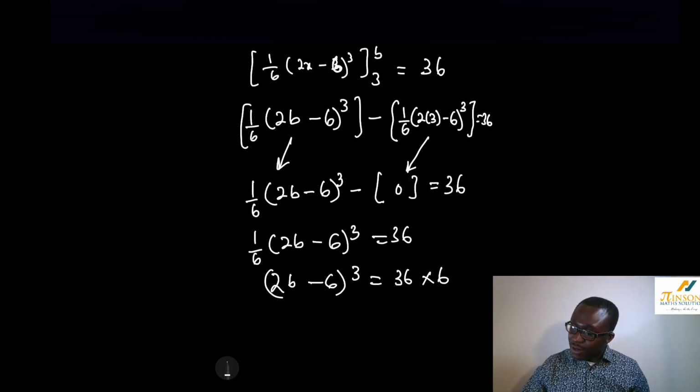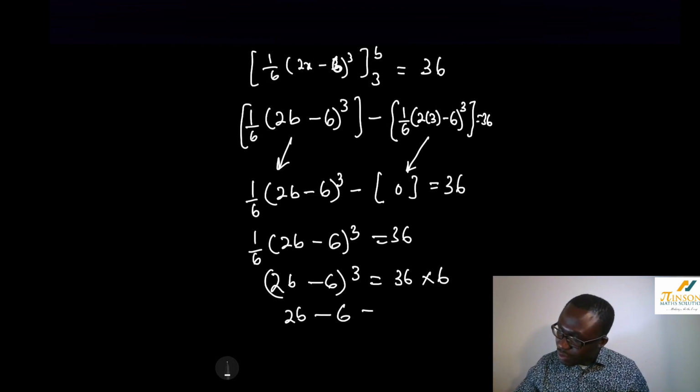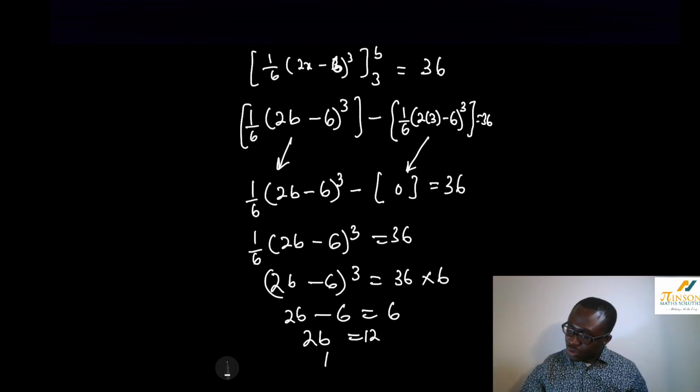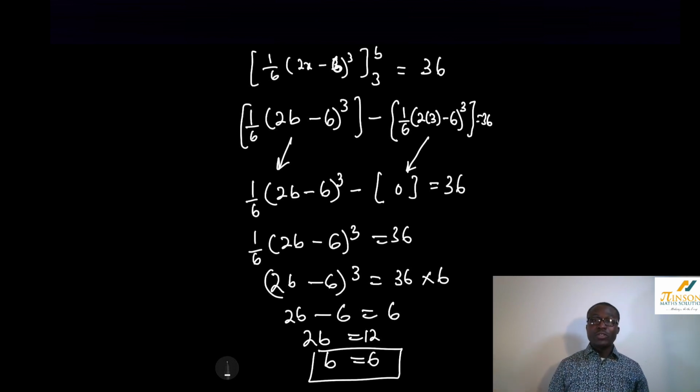It's 216, and then you cube root both sides, so that gives me 2b minus 6 equals just 6. I add 6 to both sides, 2b equals 12. Divide both sides by 2, and b is 6. So you notice we've just solved this question straight away, but with the help of our understanding of the reverse chain rule.